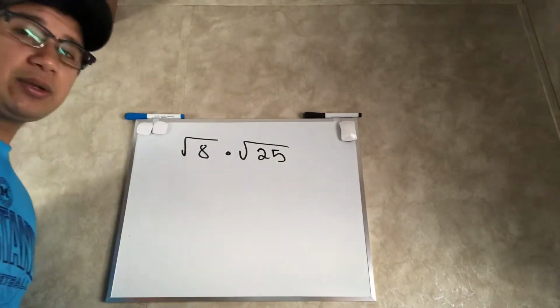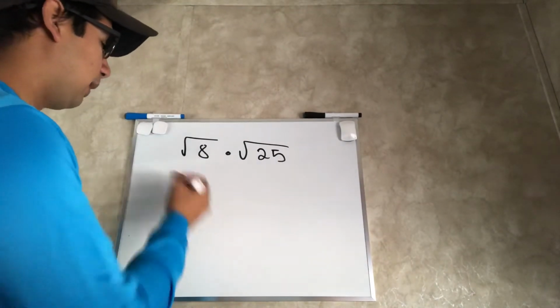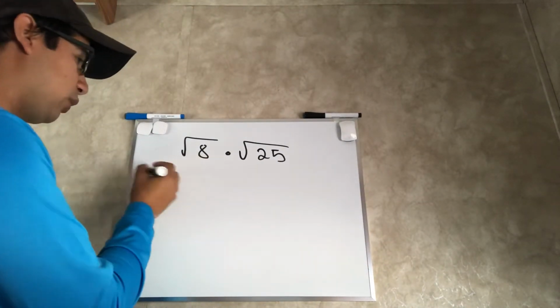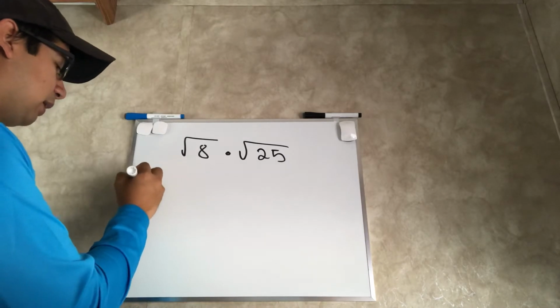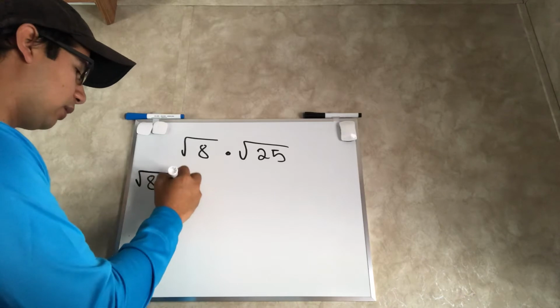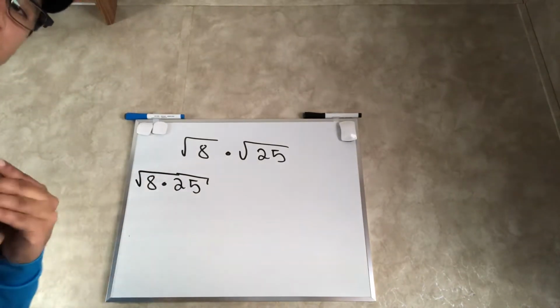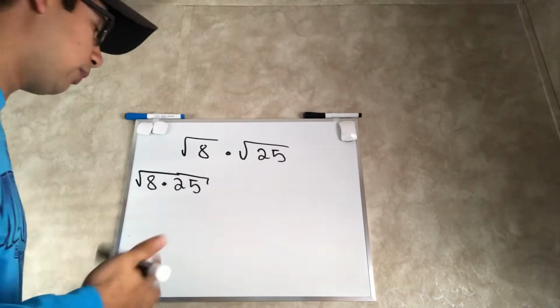Okay, they're going to ask you to simplify that out. Well, we are going to join them together, right? So let's join them together. And if we join them together, we're going to get the square root of 8 times 25. Now here, remember, we need pairs. We need to make pairs. Our goal is to make a pair.